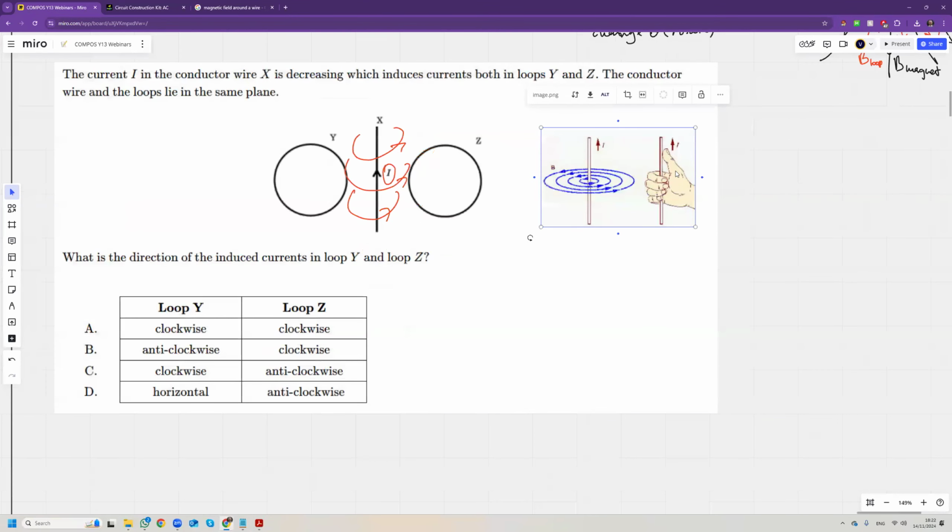So if you place a loop here, there will be a flux through the loop, where flux is B times area. And if you place a loop here, it will also be B times area. Okay, so there's a magnetic field going into the page and a magnetic field going out of the page here.